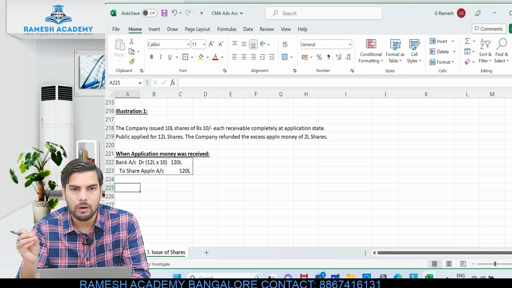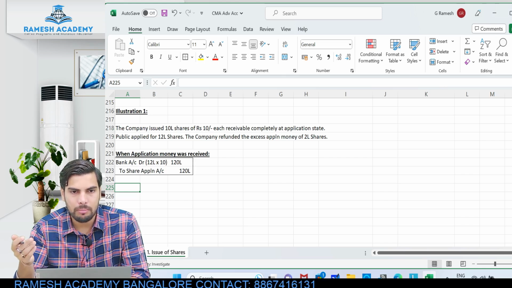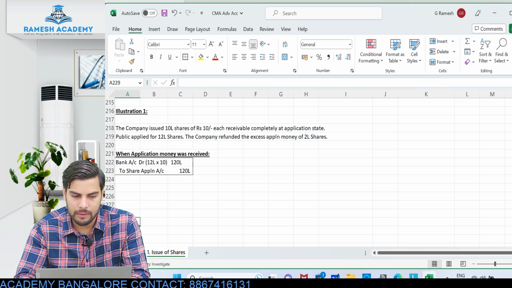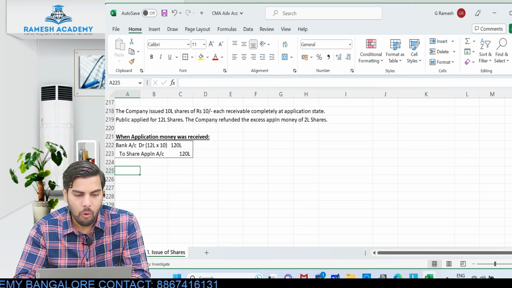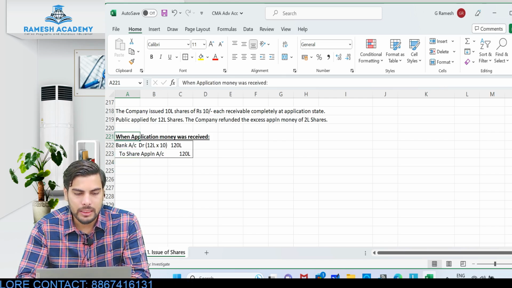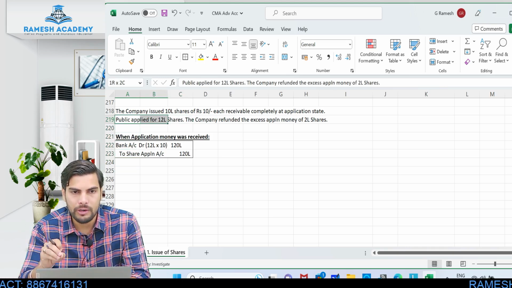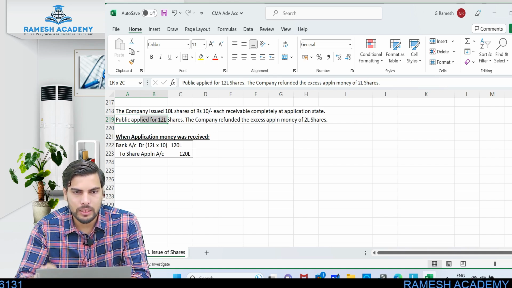Clear? Because the public applied for 12 lakh shares, and at the time of application only they are paying this entire amount of 10. So 12 lakh into 10 rupees, that would be 120 lakh. Now out of this, how much is the excess application money which was received? Excess application money was received to the extent of 2 lakh shares, because the company issued only 10 lakh and the public applied for 12 lakh. So excess application is to the extent of 2 lakh.